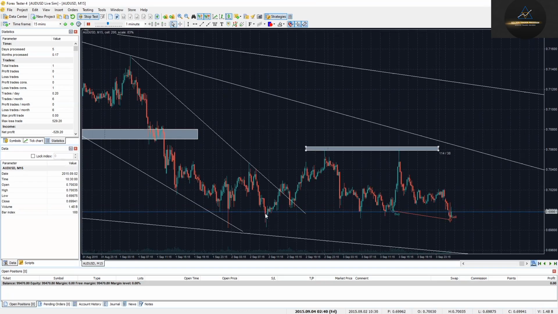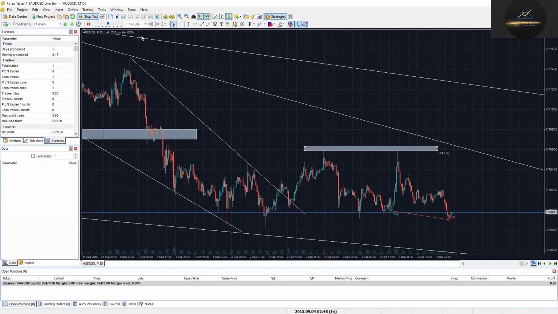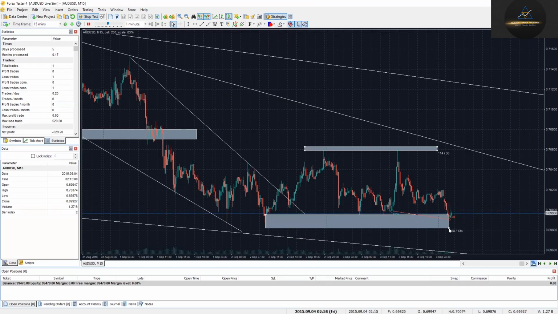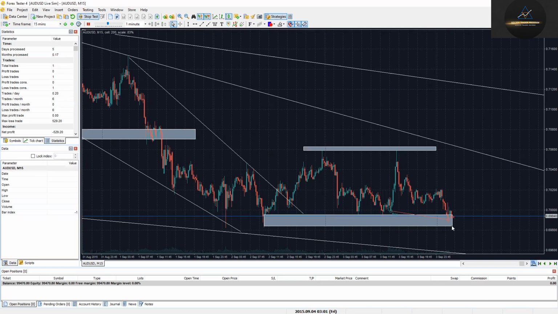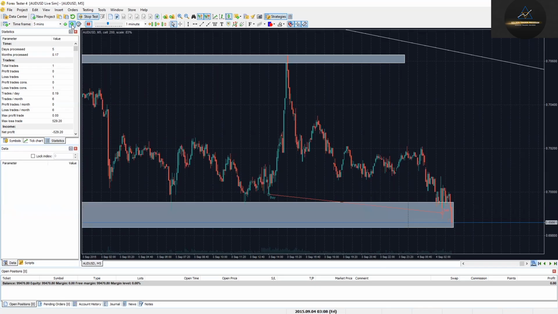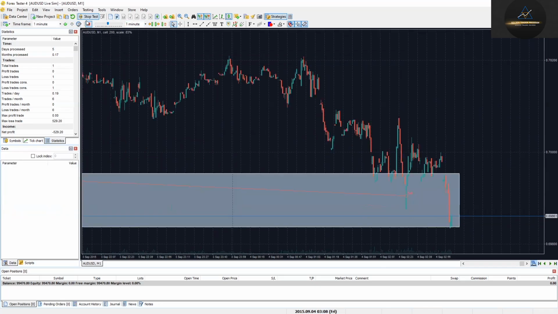We've still got somewhat of a block here. We've still got somewhat of a block here, so we could potentially still get a reaction. So if we pause it, let's go down onto the 5-minute. Let's see what happens here.